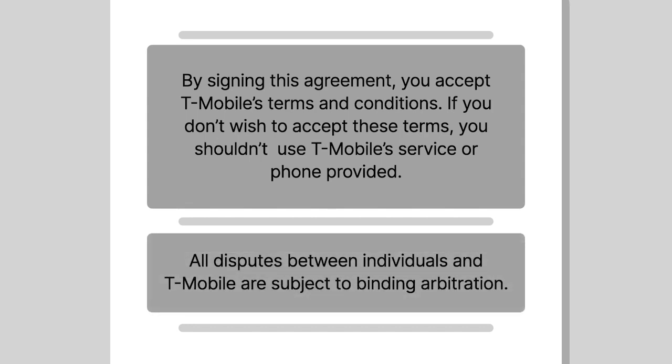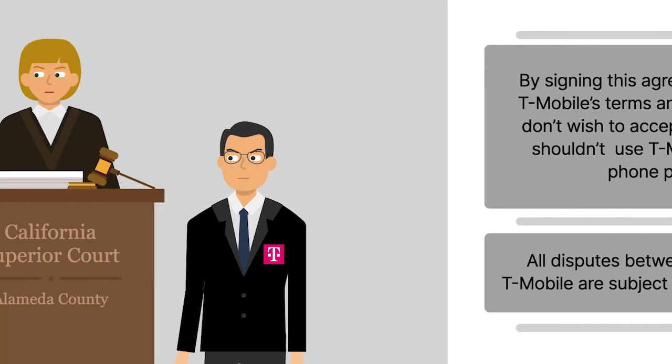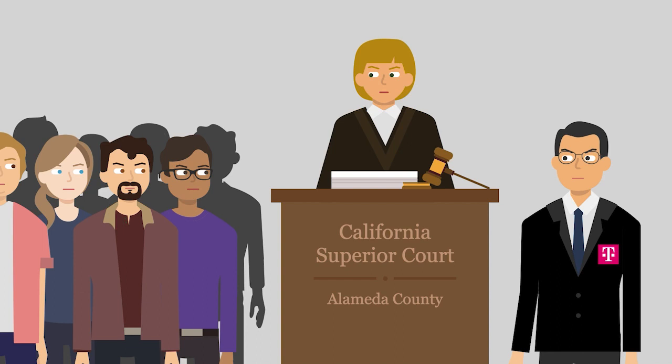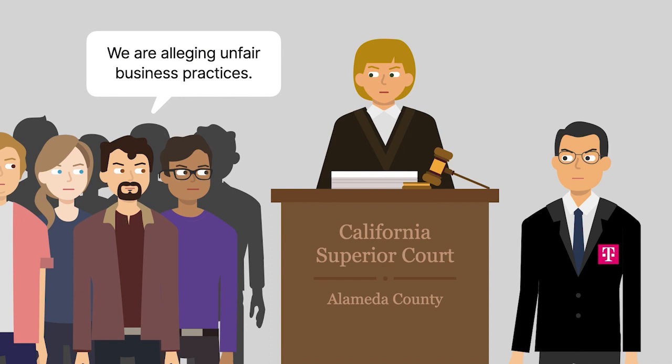Also in the agreement was a mandatory arbitration clause that provided that all disputes between individuals and T-Mobile were subject to binding arbitration. Under the clause, individuals agreed to waive their rights to bring class action suits or class arbitrations against T-Mobile. Subsequently, Gatton and others brought a class action against T-Mobile in state superior court, alleging unfair business practices.